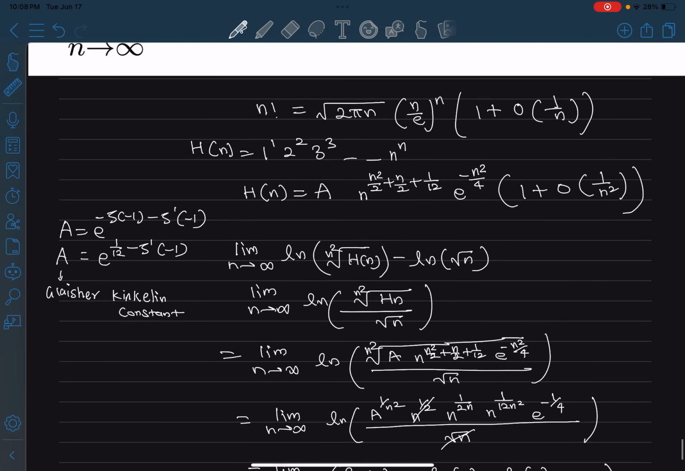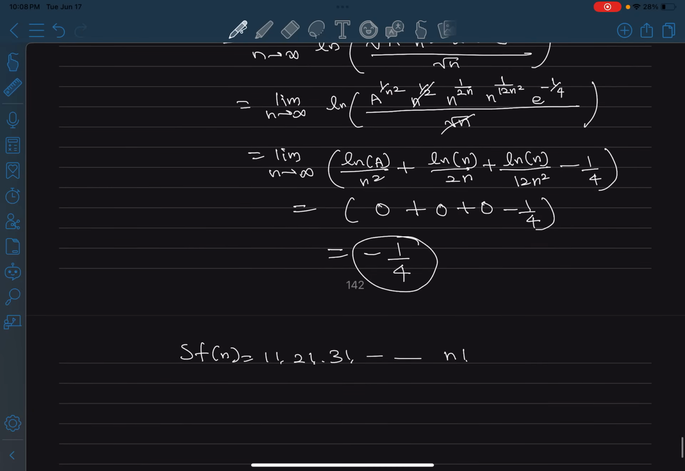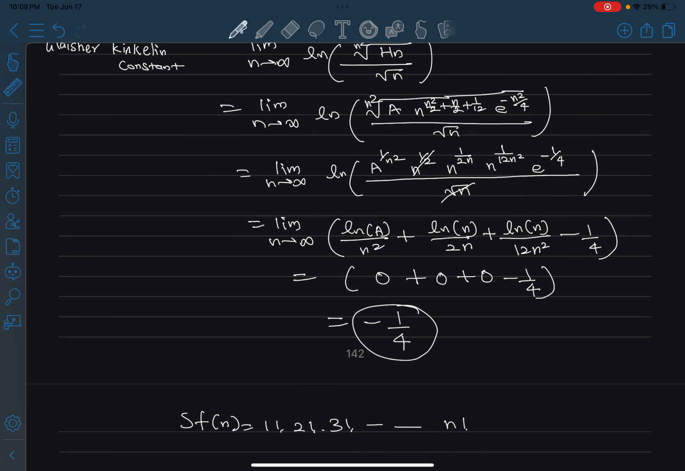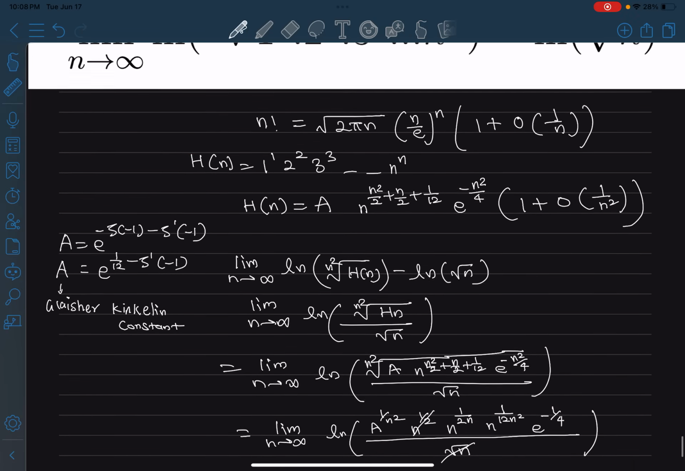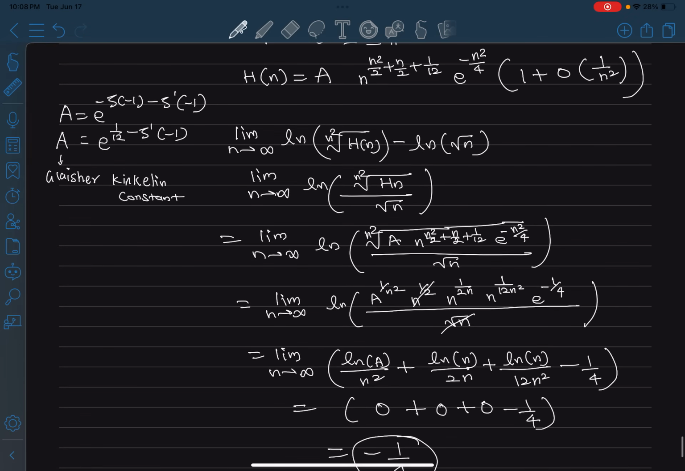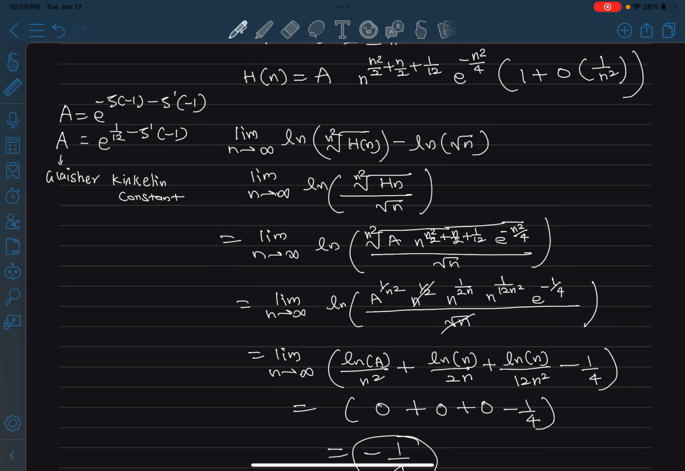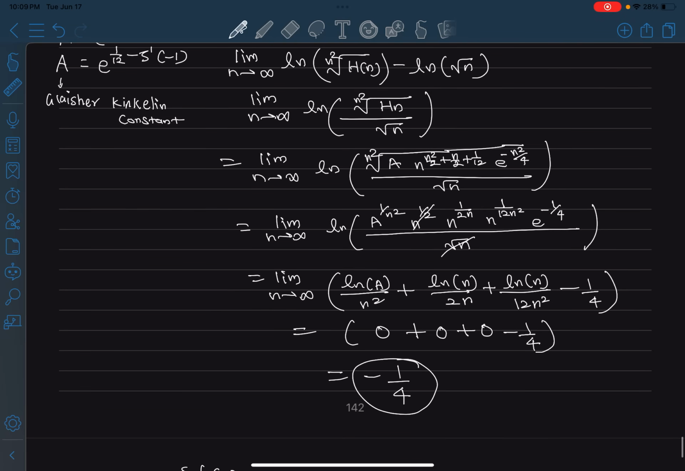If you want to learn more, there's also something called the superfactorial, which is basically 1 factorial, 2 factorial, 3 factorial, the product up to n factorial. This also has an asymptotic formula. It can be handy or helpful when you are in some competitions. And that was how you solved it: you just used the asymptotic formula, then some log properties and some limit properties, and that's how we solve it.